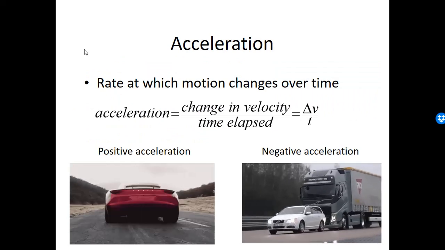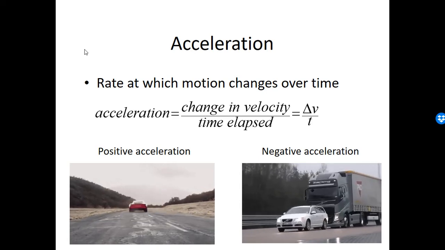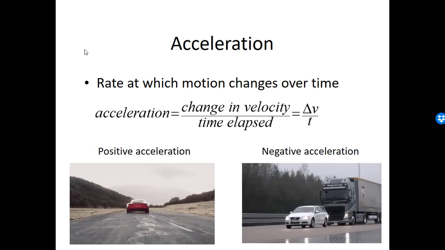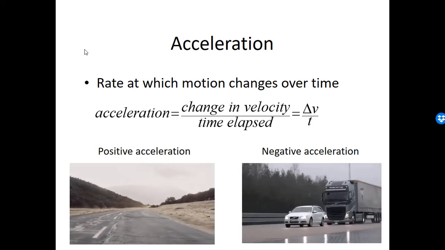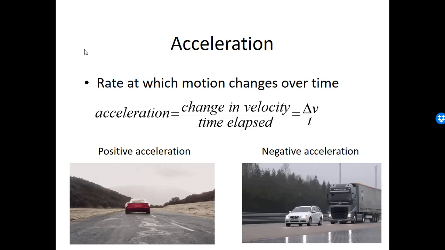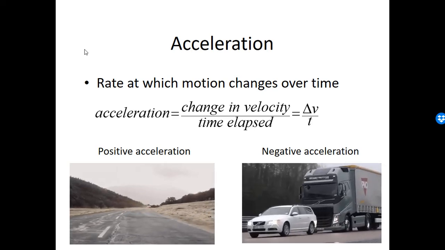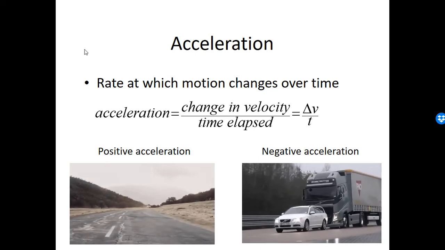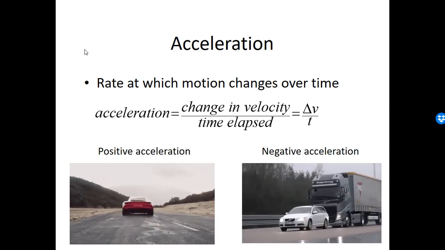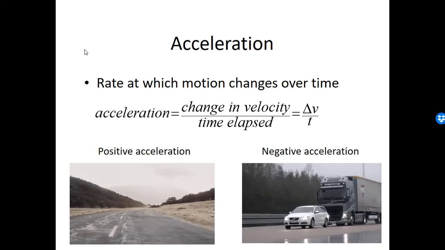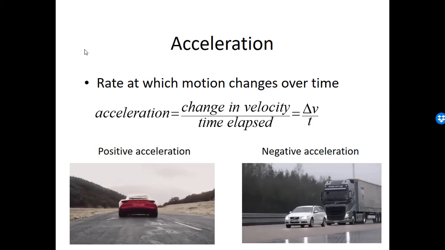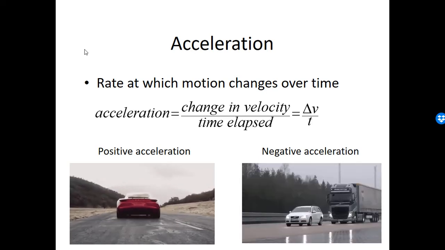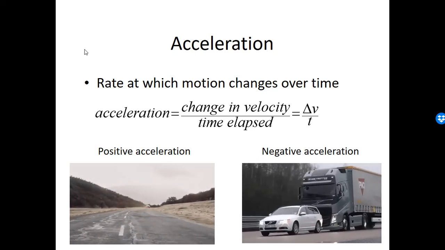Your acceleration is how fast you change your velocity. We can have a positive acceleration and a negative acceleration. Positive acceleration means your velocity is increasing over time, and negative acceleration means your velocity is decreasing over time. The picture on the left of the race car is increasing with time, and the tractor trailer going up against that Volvo, as it's slowing down, has to decrease its velocity in a period of time. So acceleration is your change in velocity, delta V, over time.